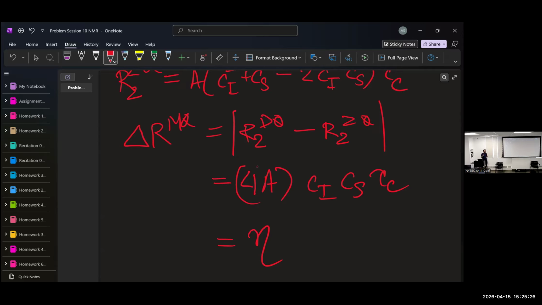And you cannot access that unless you create a double quantum or zero quantum coherence. As far as I know, it shows up in R2.